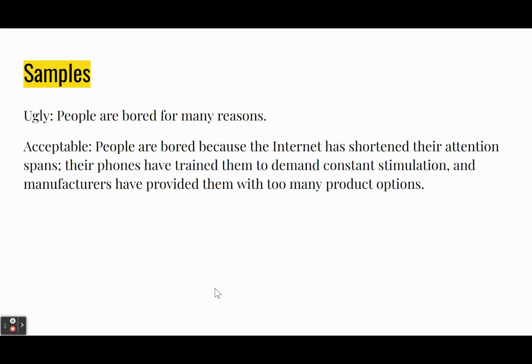But you're going to show me how the internet has shortened attention spans. You're going to show me how phones have trained people to demand constant stimulation. And you're going to show me the effect of too many product options. I know exactly what we're talking about. I know what the reasons are. I'm not guessing what the many reasons are.